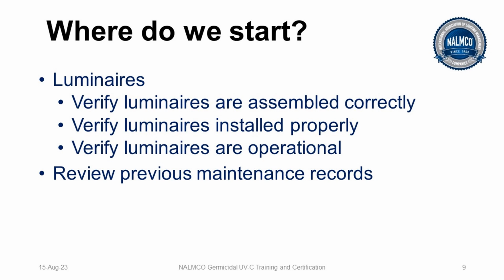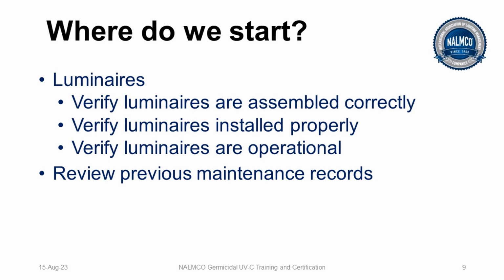Second slide for where do we start: we take a look at the luminaires. We verify that they're assembled correctly. Maybe they were installed and never correctly assembled. The louvers weren't installed right. Perhaps the unit was mounted to the ceiling but not pointed down. So there are many different things. That's part of making sure it's assembled correctly, installed correctly, and making sure that they're operational. Is there juice or electricity to them? Do they have lights showing that it's actually operating?